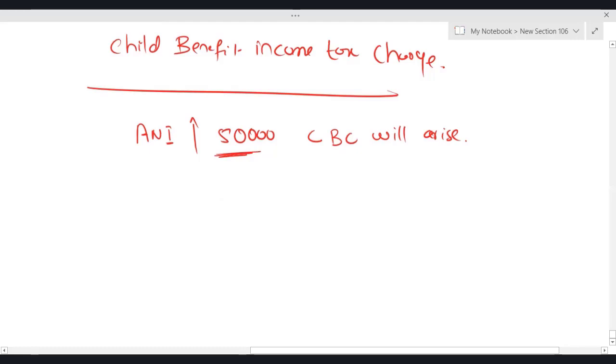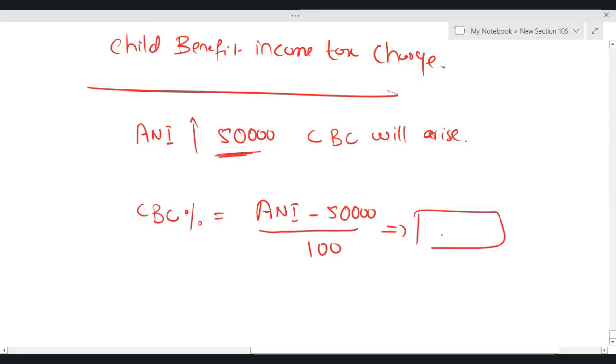How do we calculate CBC? It's very, very simple. CBC percentage: we calculate adjusted net income minus 50,000, and let's say divided by 100. Whatever comes, we say it is a percentage. It is a CBC charge.